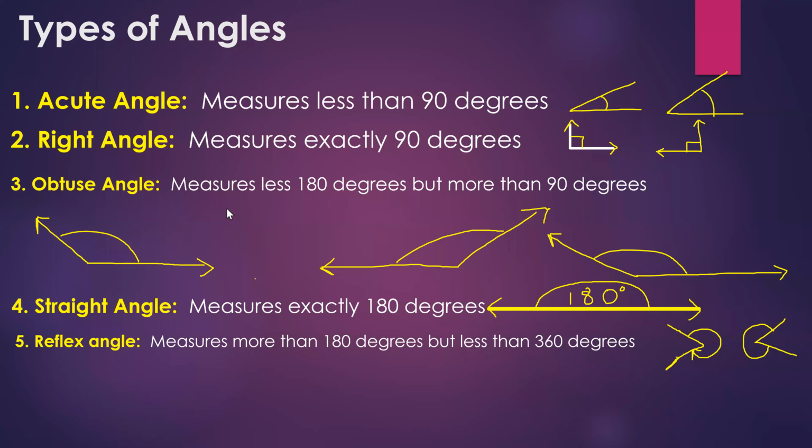Okay. Tell me, what is an acute angle? Less than 90 degrees. Very good. Kamaya, what is a right angle? Exactly 90 degrees. Very good.